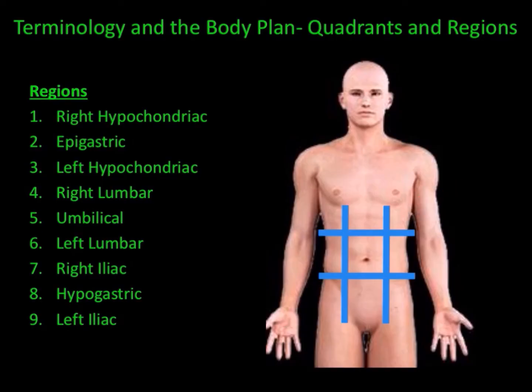And the next region is the right lumbar region. Lumbar referring to the lower back. Next is the umbilical region or belly button area. Then the left lumbar region. The next region is the right iliac region. Iliac referring to the hip bone. Next is the hypogastric region. Remember, hypo means below, gastric refers to stomach. And finally, the last region is the left iliac region.